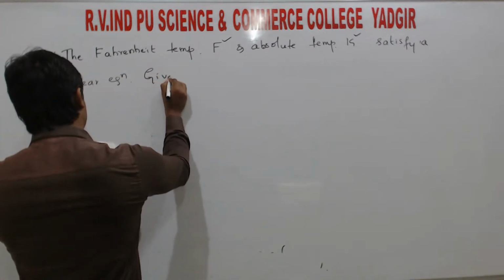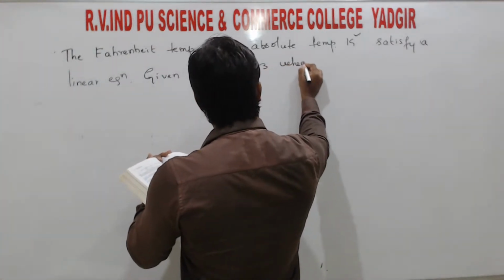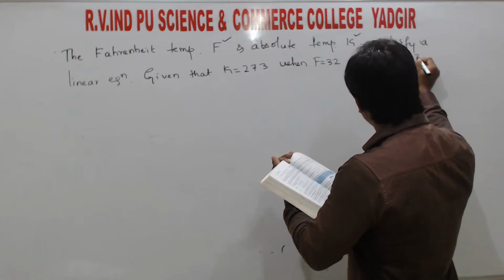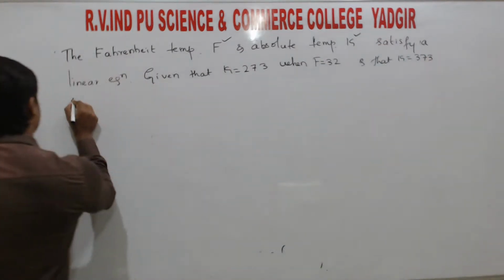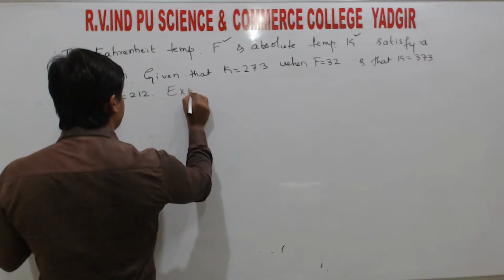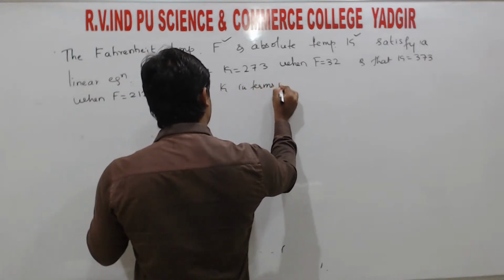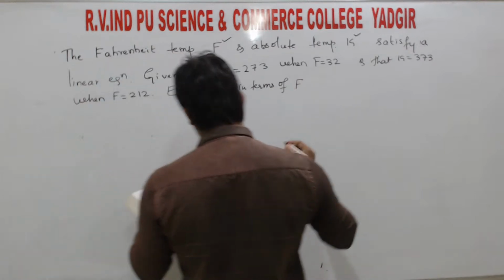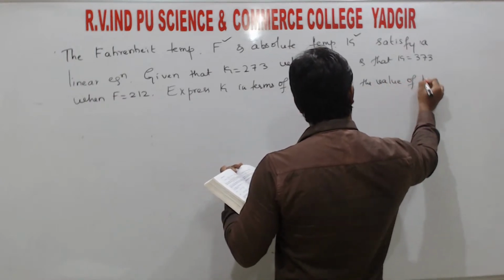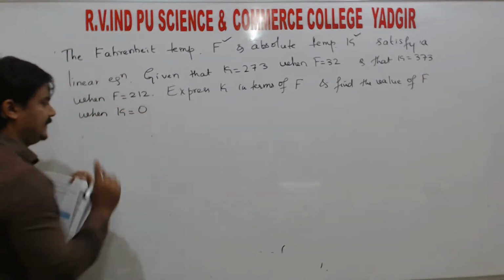Satisfy a linear equation. Full stop. Given that K equals 273 when F equals 32 and that K equals 373 when F equals 212, express K in terms of F and find the value of F when K equals 0. This is the question, children.